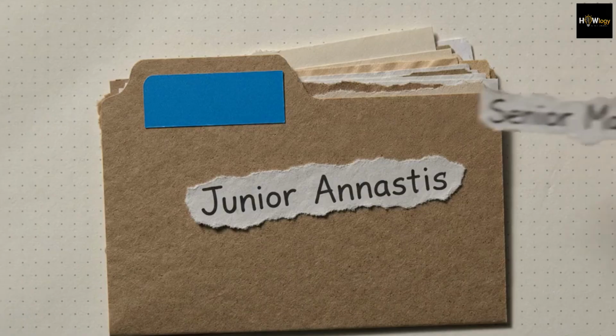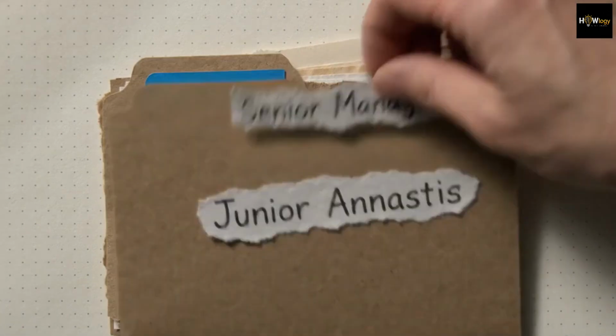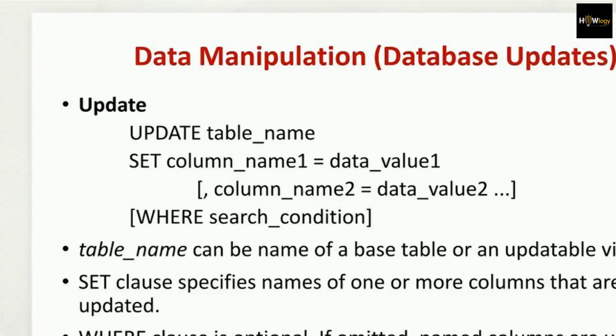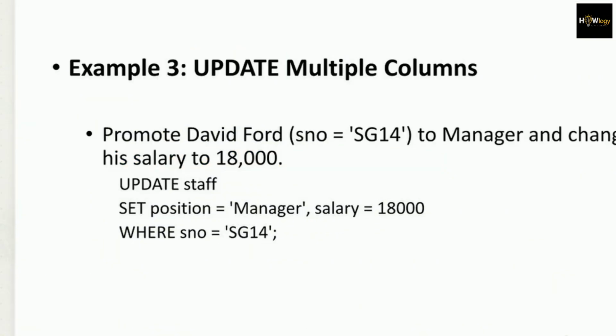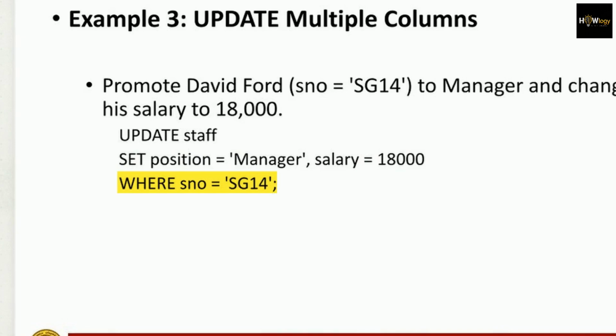Once data is in the system, it ages quickly. When an employee earns a promotion, you can't just delete them and start over. Their existing record has to evolve. This is where we use the update command. As this slide shows, you specify the table name and then use the set clause to dictate the exact columns you intend to modify. Looking at this code block, we update the staff table by setting the position to manager and salary to 18,000. But the most critical part is the final line, the where clause. This targets the changes exclusively to one employee, SG14.